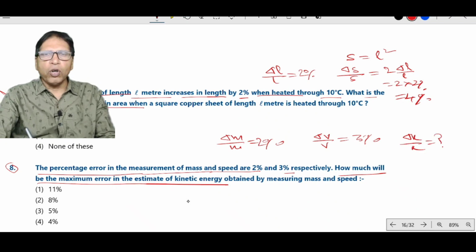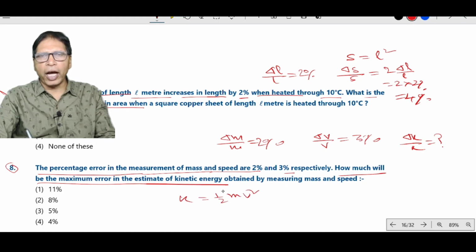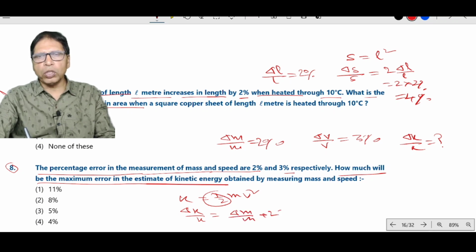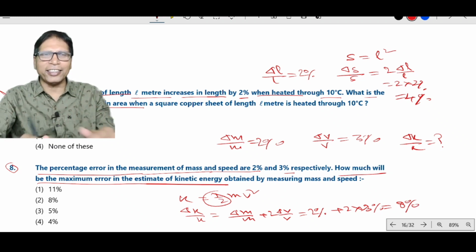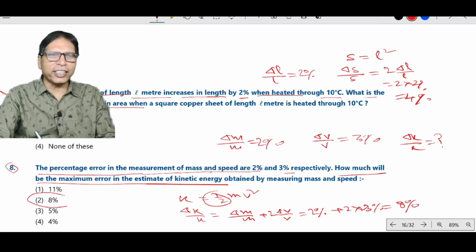Now K equals half m v squared. Half is constant. Therefore delta K by K equals delta m by m plus 2 into delta v by v. So this is 2% plus 2 into 3%, which is 8%, the percentage increase of kinetic energy. Option 2 is correct.